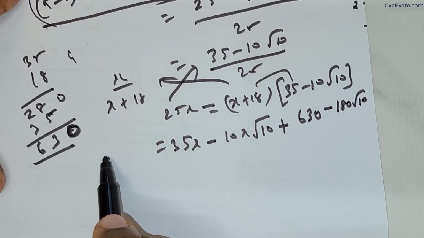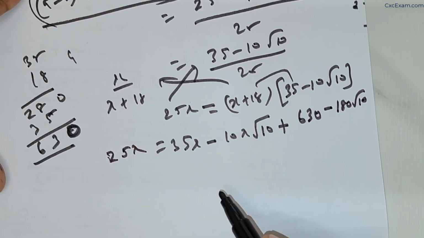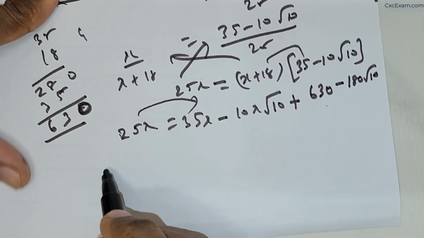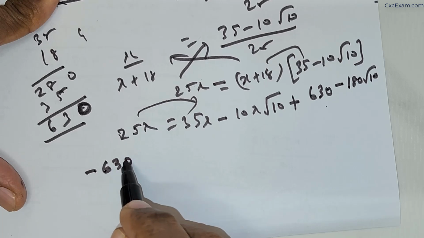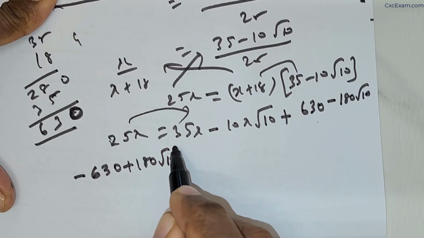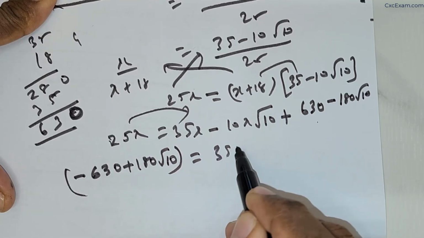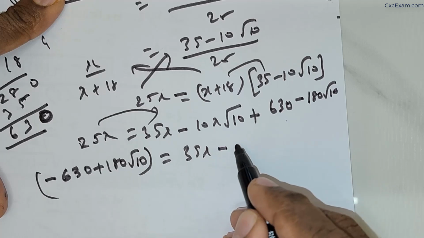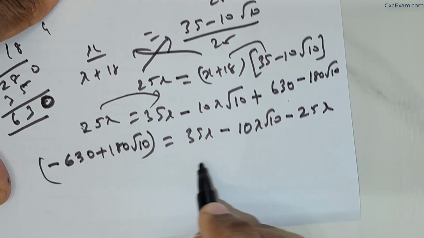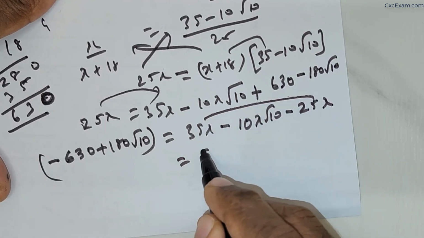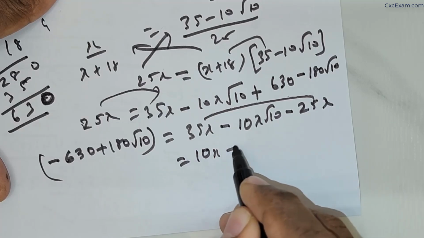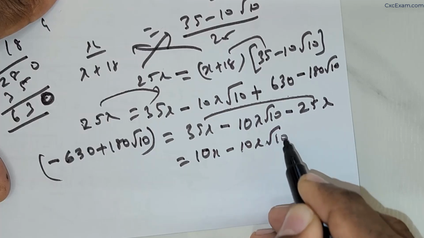Okay, now on the left you have 25x. So I will bring everything to this side and take these numbers to the other side. So this is going to be −630 + 180√10. And over here you have 35x − 10x√10 and −25x. So you add these two together, you get 10x − 10x√10.